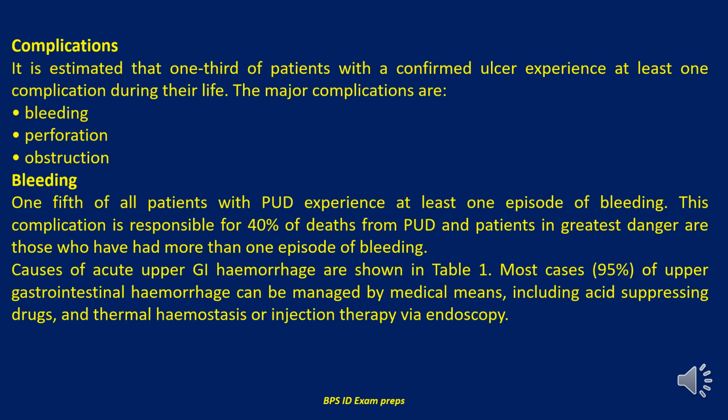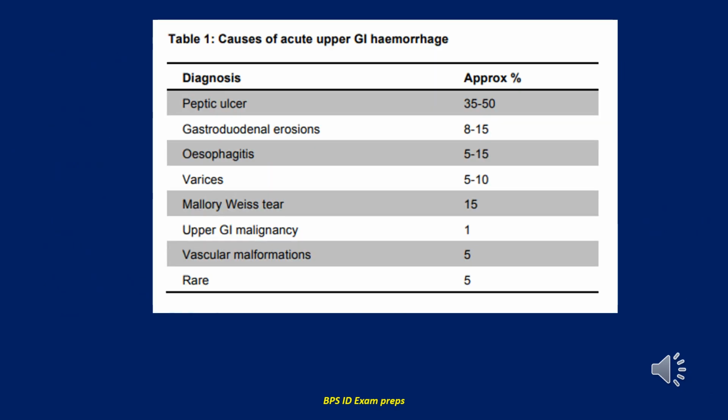Causes of acute upper GI hemorrhage are shown in Table 1. Most cases, 95%, of upper gastrointestinal hemorrhage can be managed by medical means, including acid-suppressing drugs, and thermal hemostasis or injection therapy via endoscopy. Pause the video and carefully scrutinize Table 1 summarizing the causes of acute upper GI hemorrhage before advancing to the next slide.